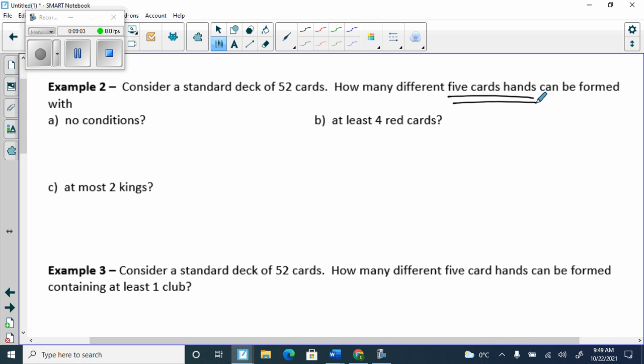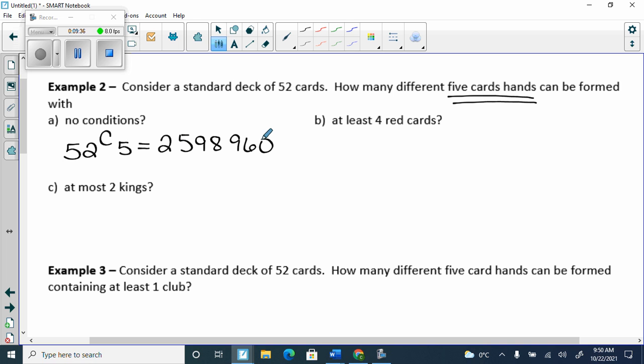Riley, what are we going to do for A where it says no conditions? Yes, you should type that into your calculator. Good job. Let's go. 52C5, which is some large number. Can you say a little louder? Sorry, okay. 2,598,960. Thank you.